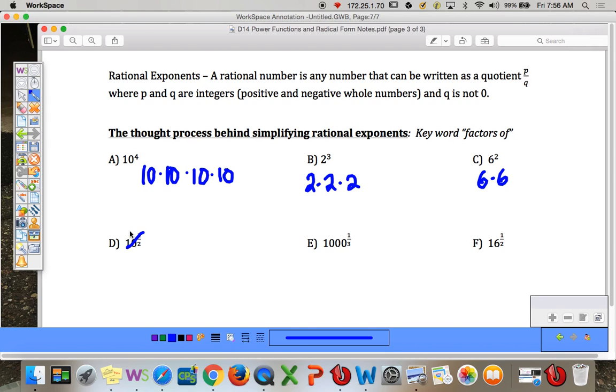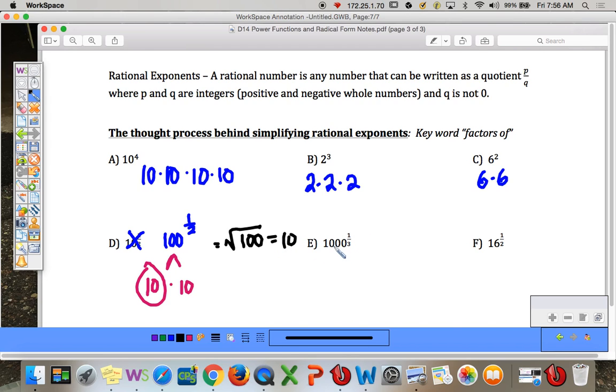actually I'm going to switch this. Let's make this 100 to the 1/2. This will be easier. So let's first of all think of factors of 100. That would be 10 times 10. And then if I want half of those factors, the answer is 10. And what we looked at today is, this is the square root of 100, and 10 times 10 is 100, so this answer is 10.